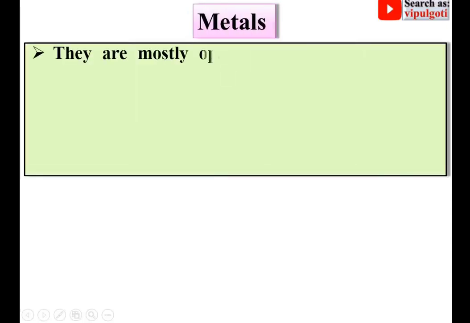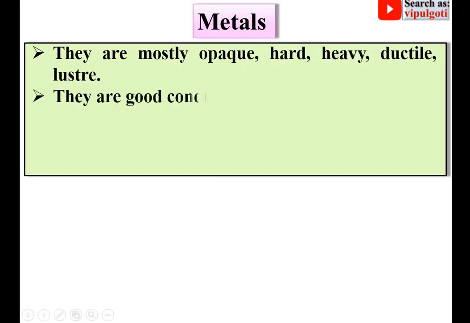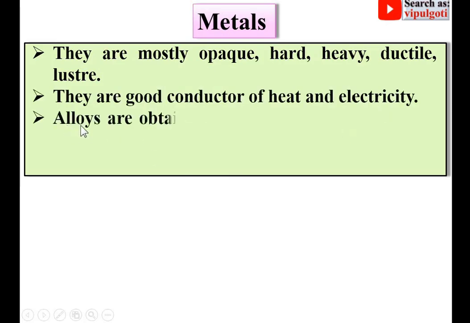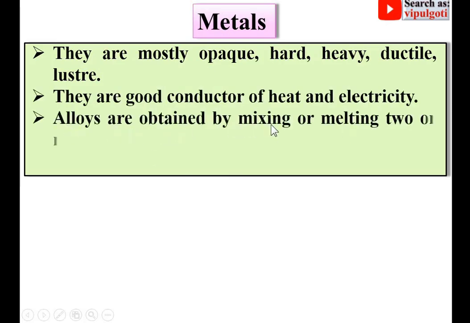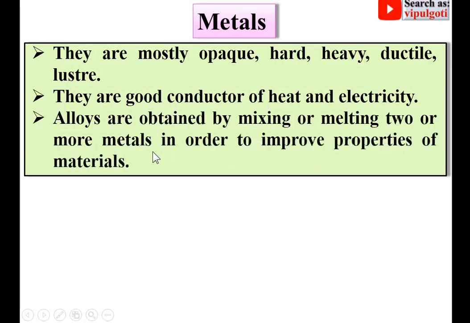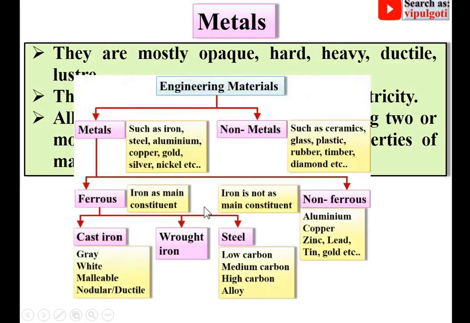Metals are mostly opaque, hard, heavy, ductile and lustrous. They are good conductors of heat and electricity. Alloys are obtained by mixing or melting two or more metals in order to improve the properties of materials. So this is the brief description of the metals. We have already discussed this table, and in this slide we have discussed the metals.